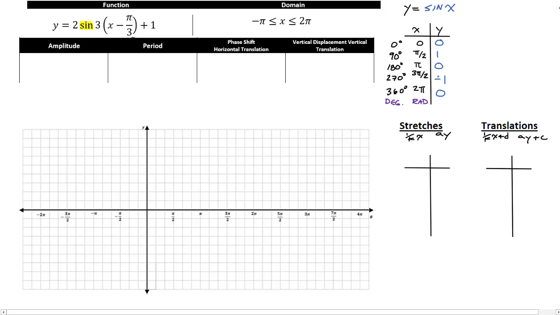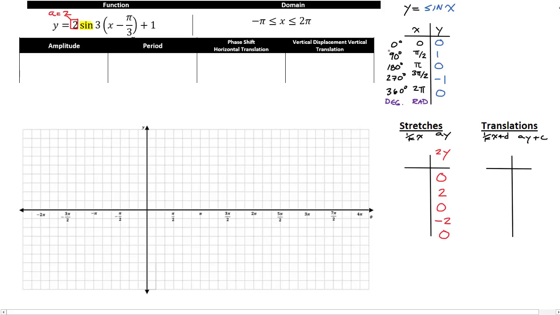Okay, so let's start by identifying all the key important information like A, K, D, and C. All right, so let's start with A. A is our vertical stretch, right? So in this case, A equals 2. So what I would do is multiply all my y coordinates by 2. 2 times y, right? So let's just do that right now. 2 times 0 is 0. 2 times 1 is 2. 0, -2, and 0, right? So everything is twice as high and twice as low.